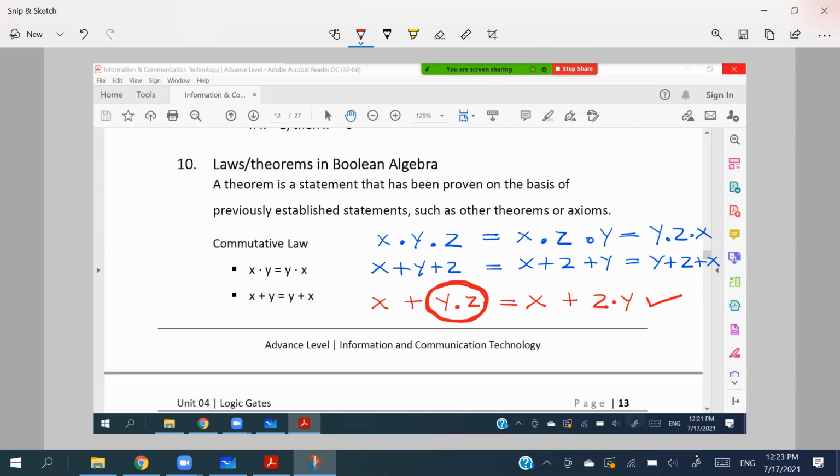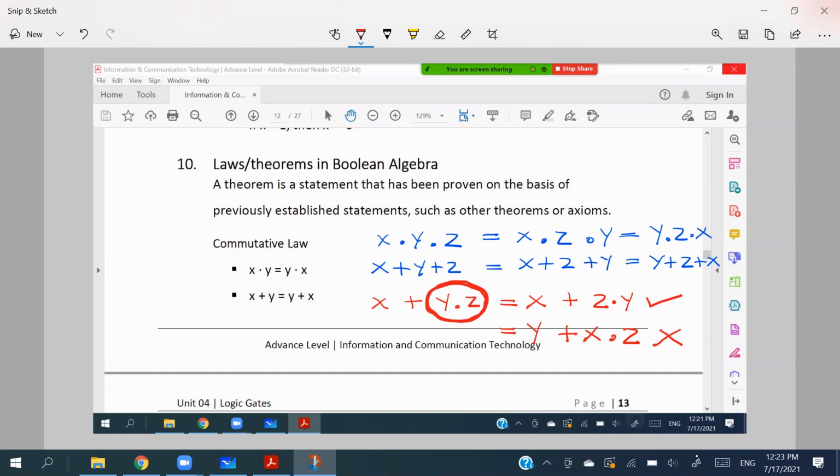But if you write it like y plus x dot z, that is completely wrong. The reason is you can't take a variable that is bound with a dot operator and mix it with a plus. Always remember, the dot operator keeps things together.